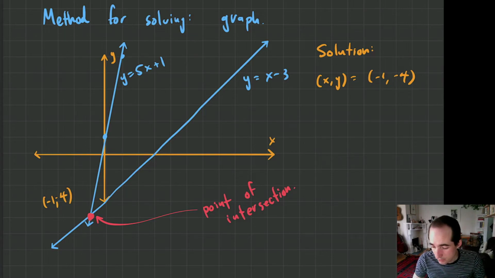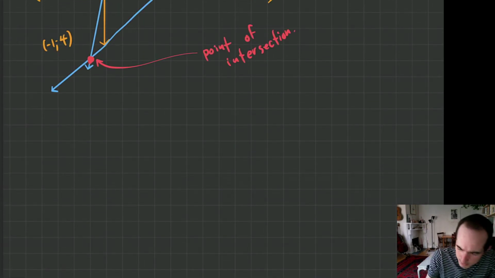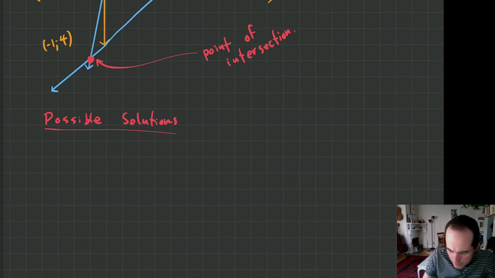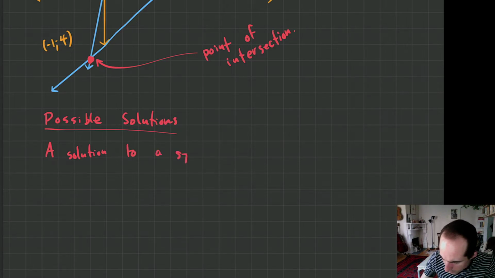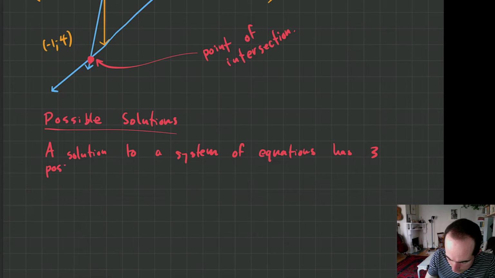Okay, so let's talk a little bit about the different possibilities. So possible solutions. A solution to a system of equations has 3 possible outcomes.